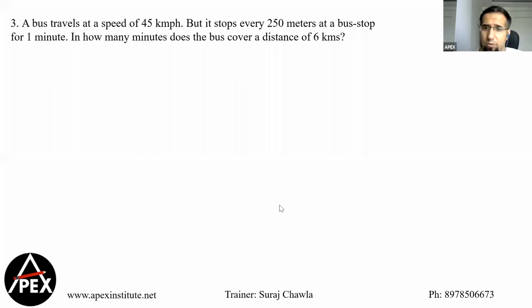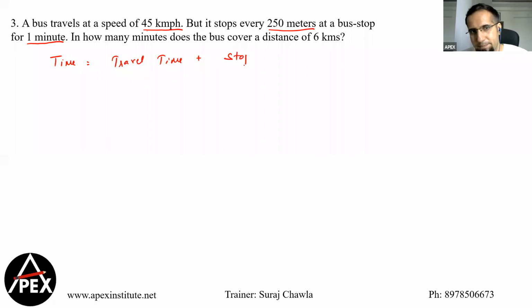Let's look at this question now. This question says a bus travels at a speed of 45 kilometers an hour. But for every 250 meters, the bus stops at a bus stop for 1 minute. So in how many minutes does the bus cover the entire distance? Now we know that the total time here involves your travel time as well as the stoppage time.